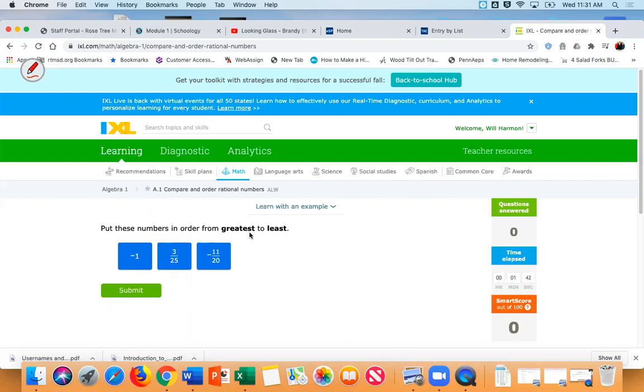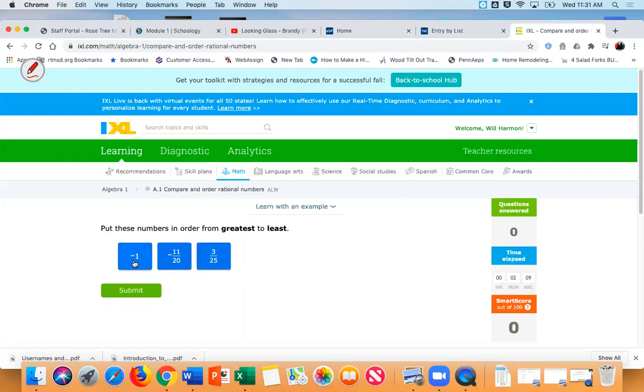So Louis, if you feel comfortable participating, just let me know. But what kind of numbers are small, like real small, positive or negative? Negative. So that means the negative numbers are going to go to the left and the positive numbers are going to go to the right. So basically, this 3 over 25, that one's going to be my largest because it's my only positive number.